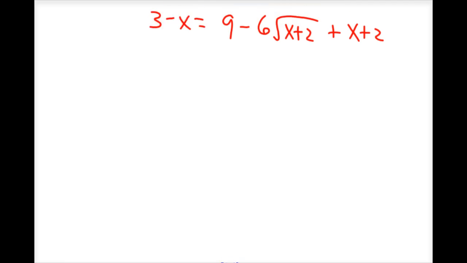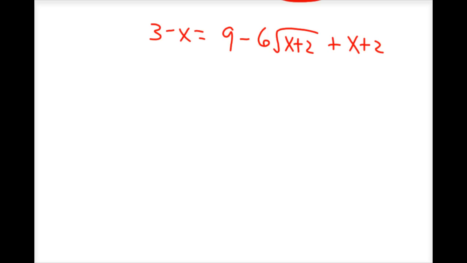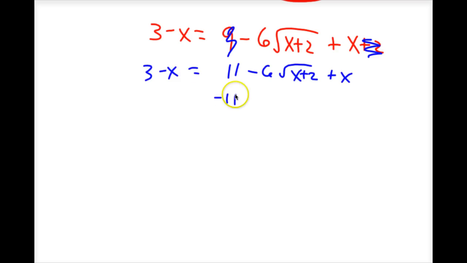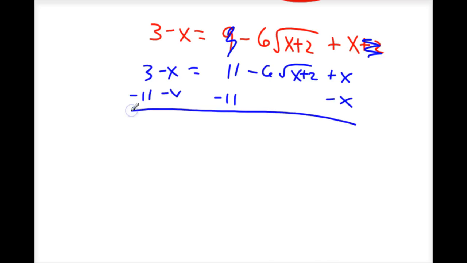So now I've got it down to 1 square root. So what am I going to do? I'm going to get that square root alone. You first might want to say that 9 plus 2 is 11. But then I've got 1 square root, let's get it alone. So I'm going to minus 11. I'm going to subtract x. That's going to give me negative 8 minus 2x equals negative 6 square root of x plus 2.